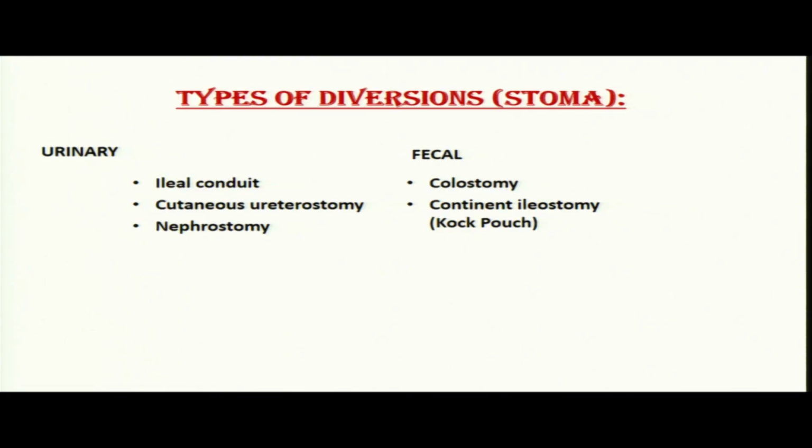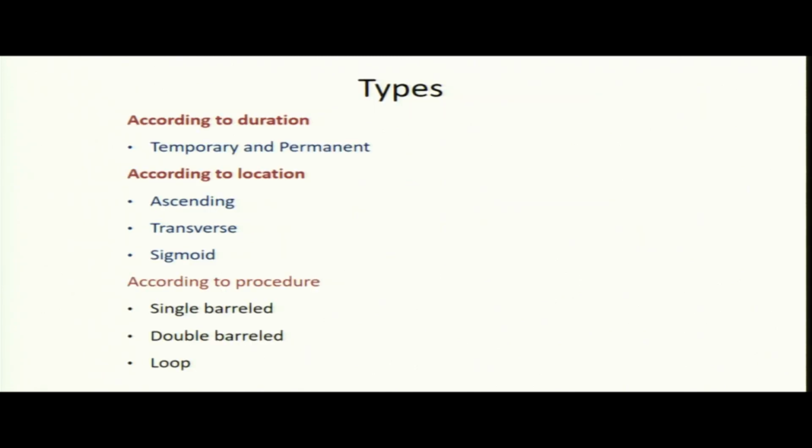The colostomy, urostomy and ileostomy help in removing the excretory products from the body when we are not able to do it on our own through the normal passage. The types of diversions or stoma are urinary and fecal. In urinary we have ileal conduit, cutaneous ureterostomy, nephrostomy, whereas for fecal we have colostomy or continent ileostomy, called the Kock pouch. We have types based on duration, location and the surgical procedure.